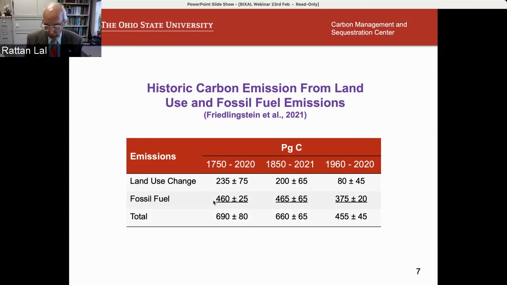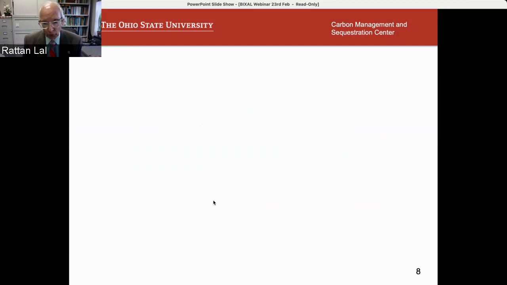out of which one third is absorbed by land, half of it by the atmosphere, and the remaining by the ocean. So land has been a sink even under natural condition, as human intervention has not particularly tried to recognize the importance of the land-based sink.